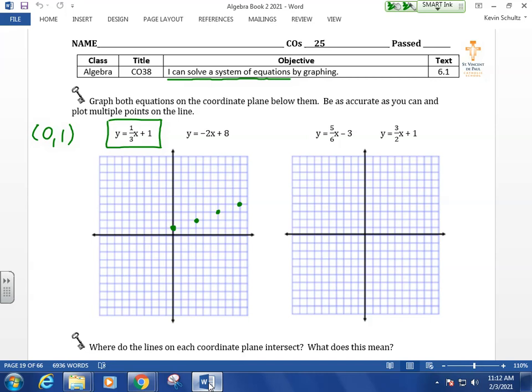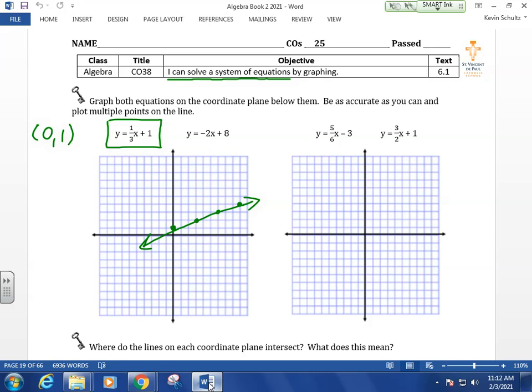I recommend that you make more than just 2 points because accuracy in this is very important, okay? Accuracy is very important. So let's connect these 4 points here, make our line. And every ordered pair on that line is a solution to our first equation here, right?